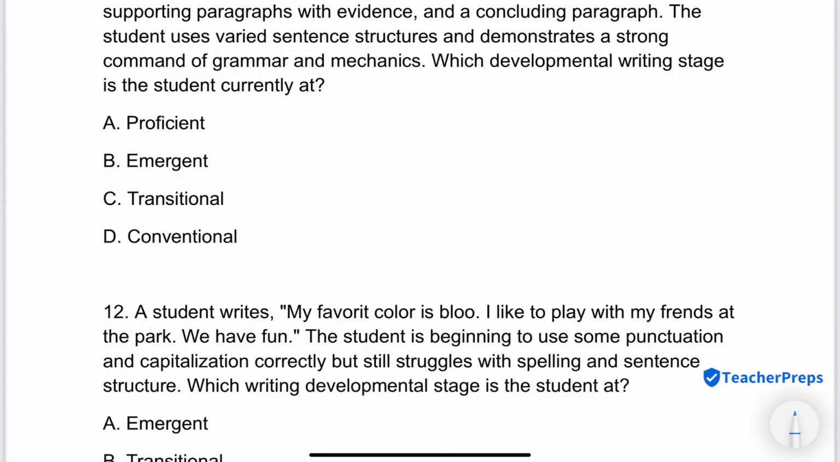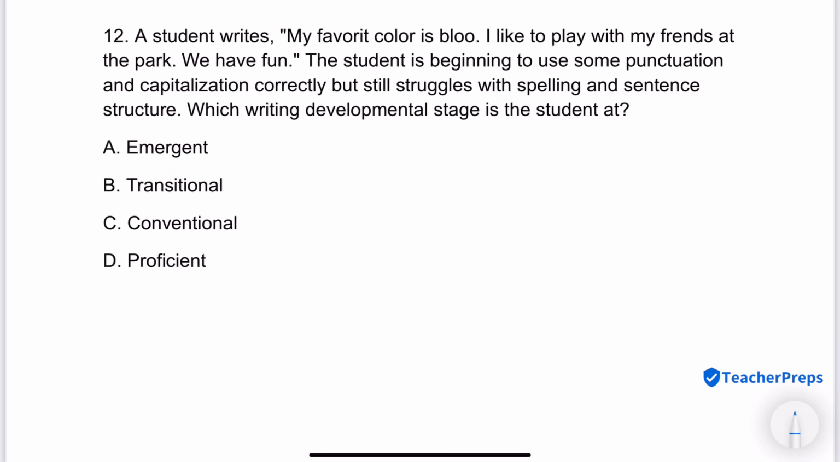Again, asking us to demonstrate our understanding of the writing stages. This description is the goal we want all students to reach. And the key here is the combination of solid organization, varied sentences, and a strong command of grammar and mechanics. So we're going to go ahead, and this is at the proficient stage. All right, moving on to question number 12.